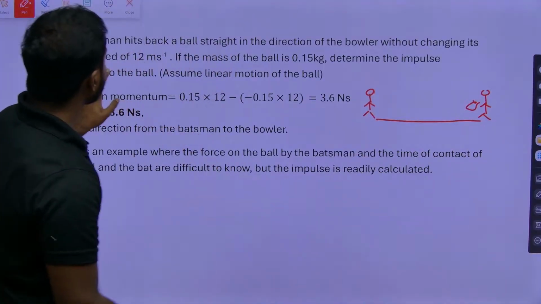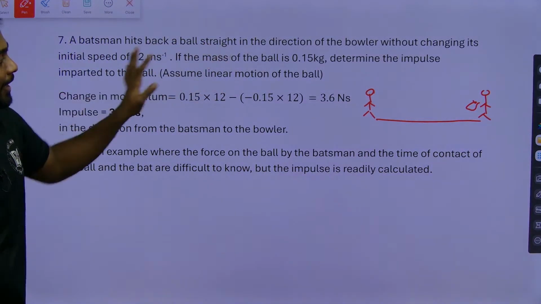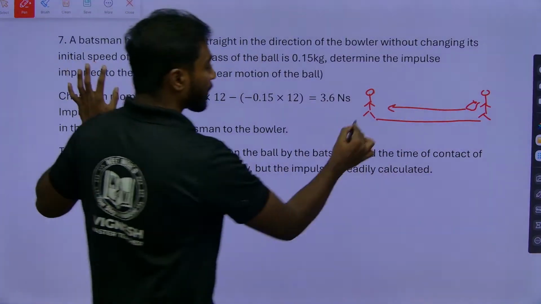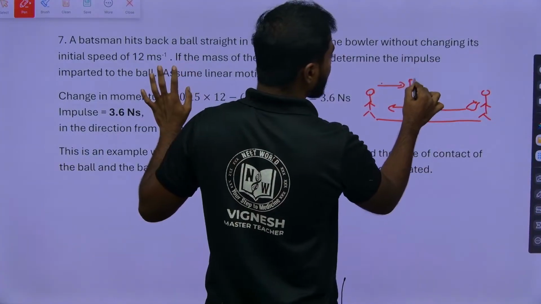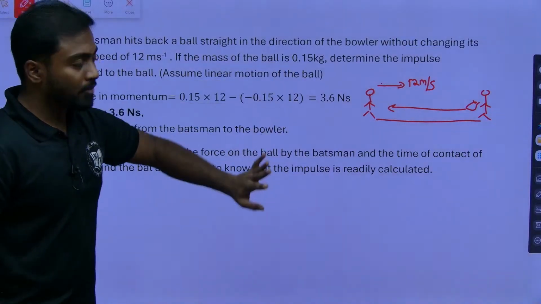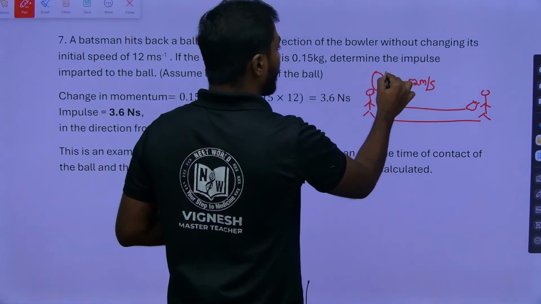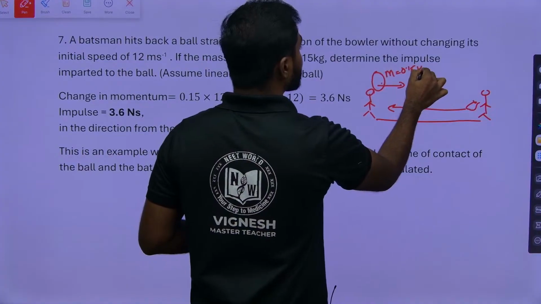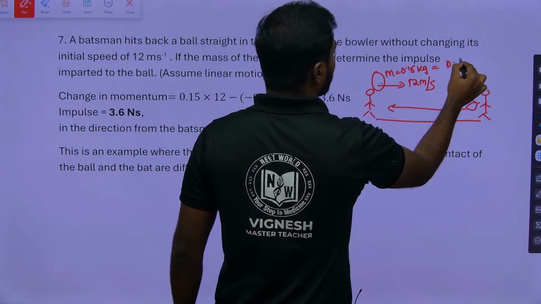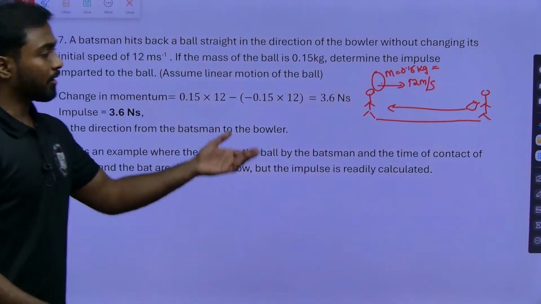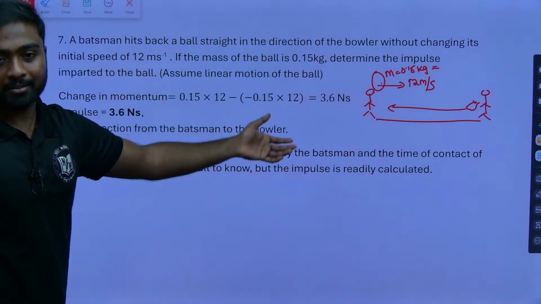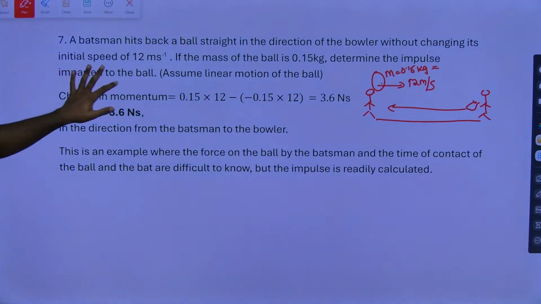Now, a batsman hits back a ball straight in the direction of the bowler without changing its initial speed. Initially the bowler releases the ball with a speed of 12 meters per second. If the mass of the ball is 0.15 kg, which we could also mention in grams, but in grams it is too small a number. Determine the impulse imparted on the ball.